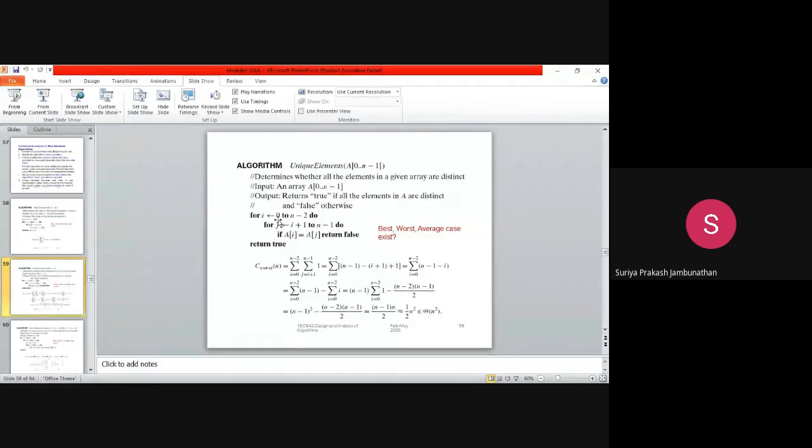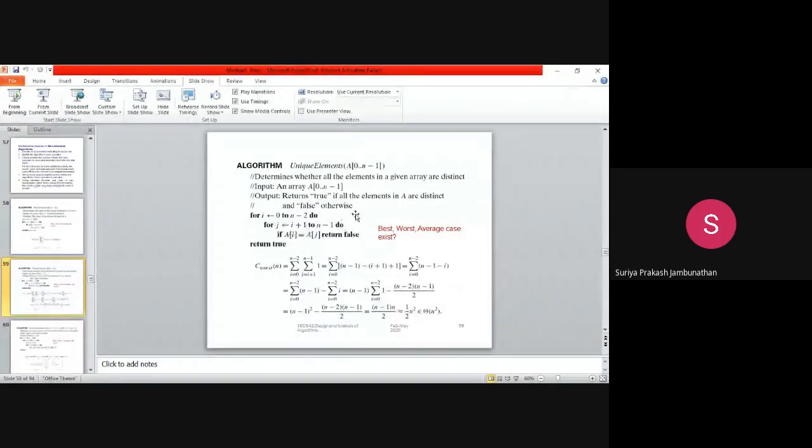N minus 2 means what? What is the size of the array? Size of the array is 5. So 5 minus 2, what happens? 0, 1, 2 will be taken. 3 and 4 will not be taken for this particular iteration. So 0, 1, 2 for the first for loop, that is the outer for loop. That will be executed 3 times: 0, 1 and 2. Second for loop, that is the inner for loop.